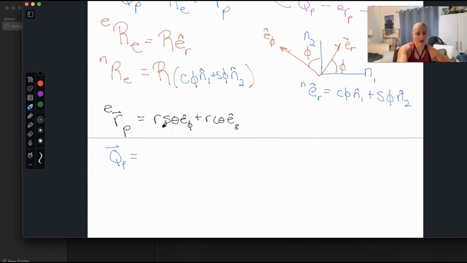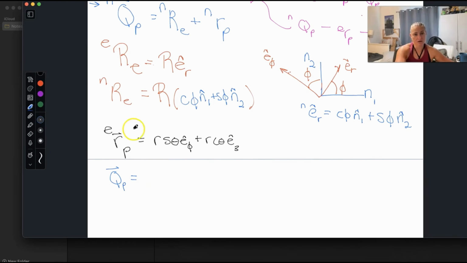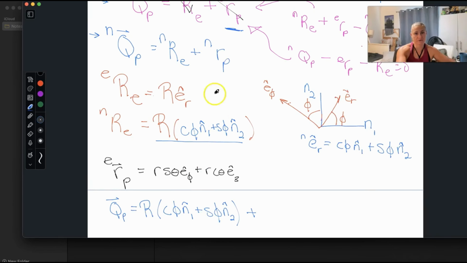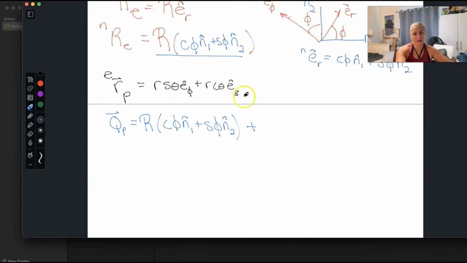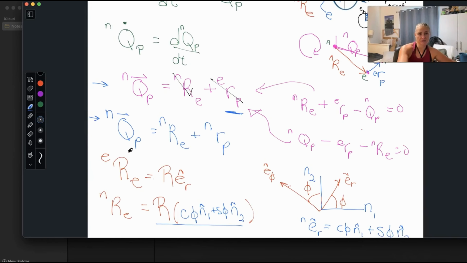So the position of P, we said was big R, which is this one here. So it's going to be R cosine phi N1 plus sine phi N2, and we're going to add that to, and we're doing the first one, so we're going to leave it in the E frame, and that's going to be little r, a constant, sine theta E phi plus r cosine theta E3.